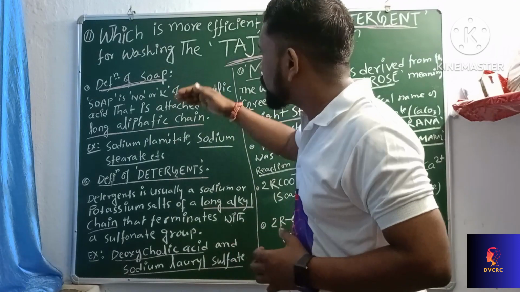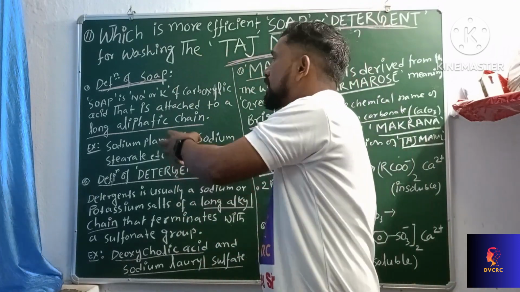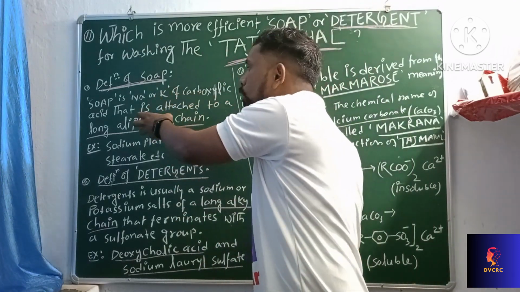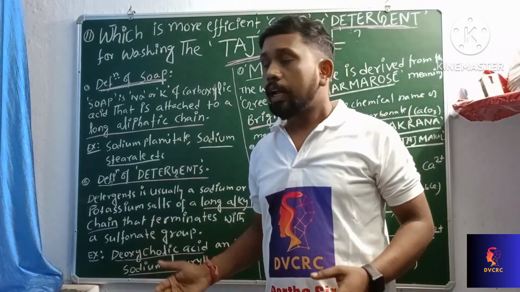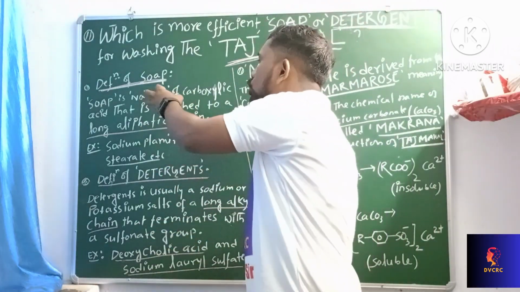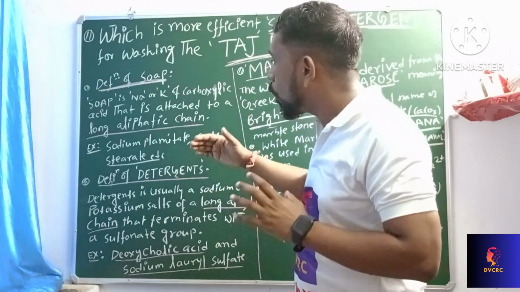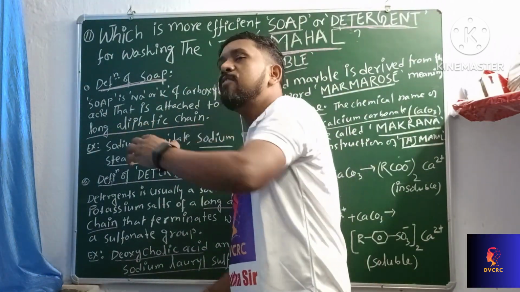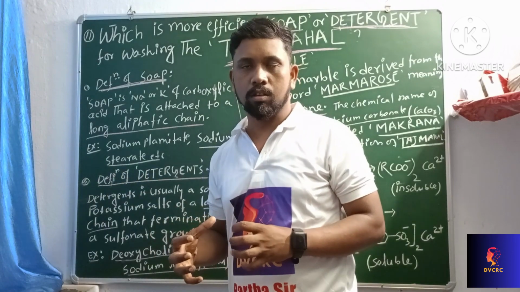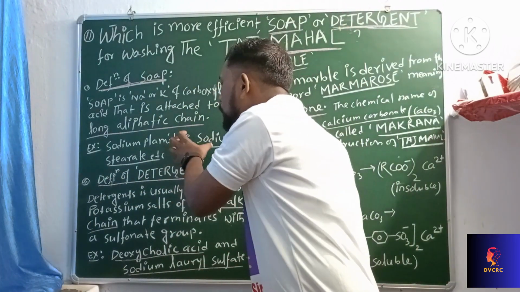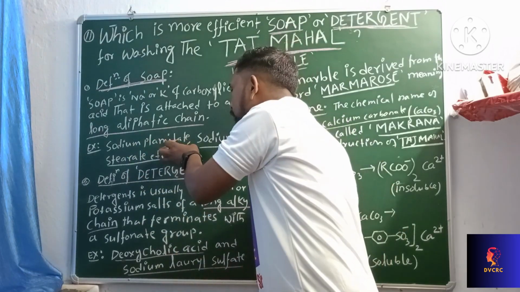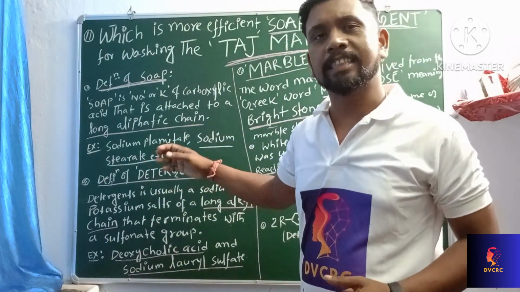Soap, definition of soaps: soap is a sodium or potassium salt of a carboxylic acid that is attached to a long aliphatic chain. Here in soaps, sodium or potassium metals are present, and also long aliphatic chains are attached to these salts. These are called salts. Examples are sodium palmitate, sodium stearate, etc.